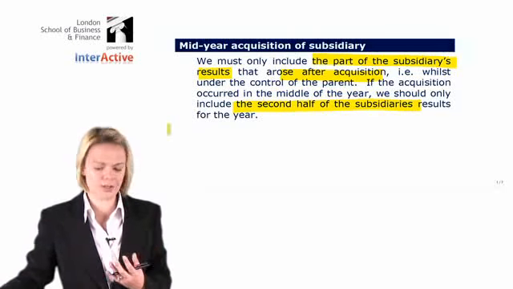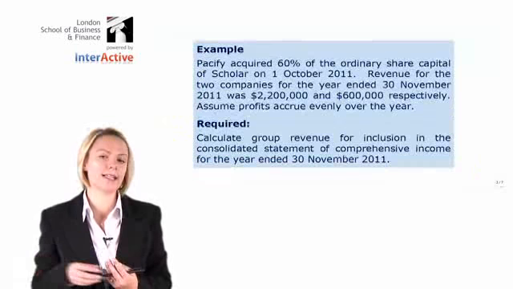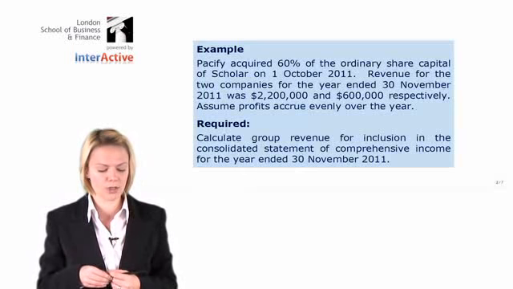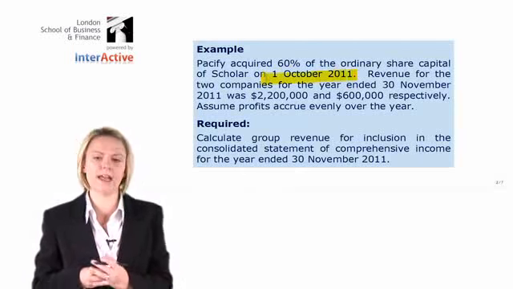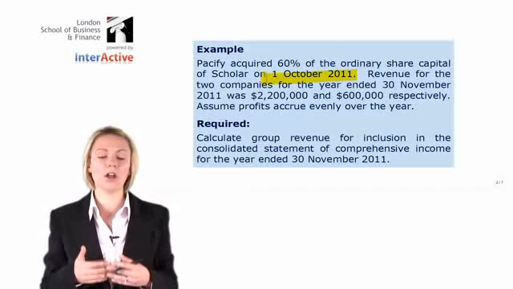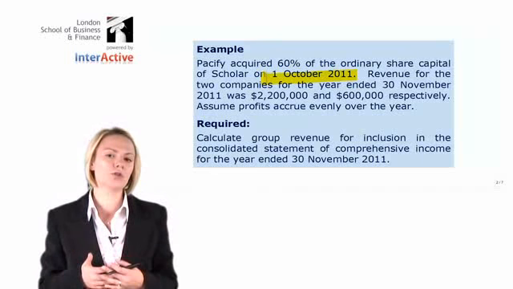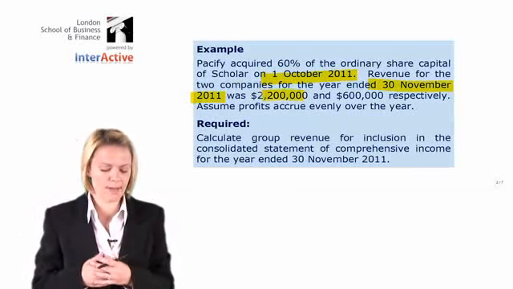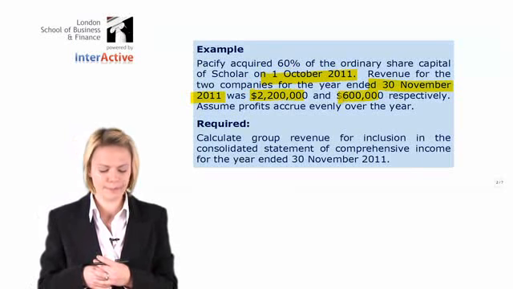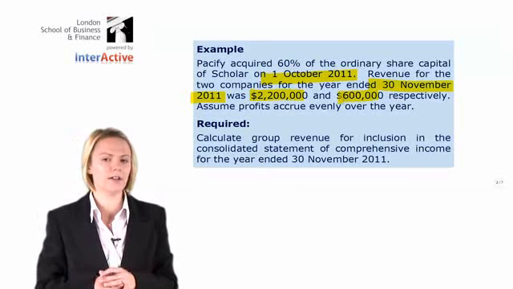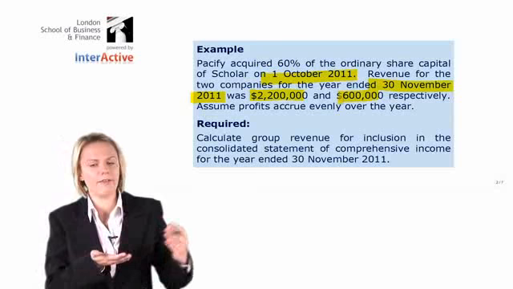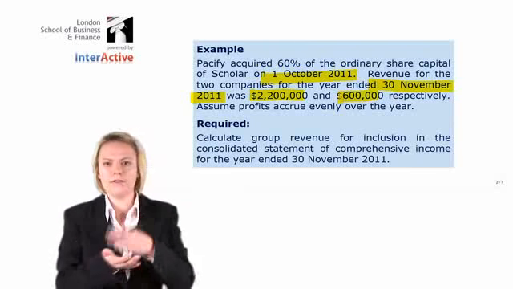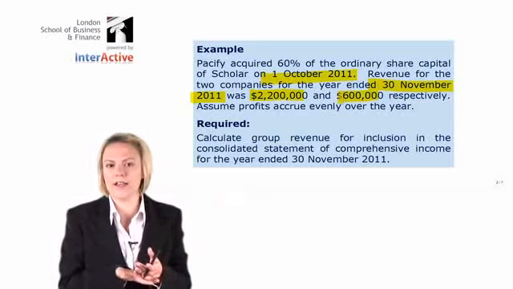So, let's have a look at a question then of how this would work. And let's have a look at an example in your notes. Pacify acquired 60% of the ordinary share capital of Scholar on the 1st of October 2011. So Pacify is the parent, with Scholar being the subsidiary. Revenue for the two companies for the year ended the 30th of November 2011 was $2.2 million and $600,000 respectively. Assume profits accrue evenly over the year. So essentially, we make the same amount of profit every month over the year. There's no seasonal variations. There's no more profits earned in one month than another. Profits accrue and are earned evenly over the year.